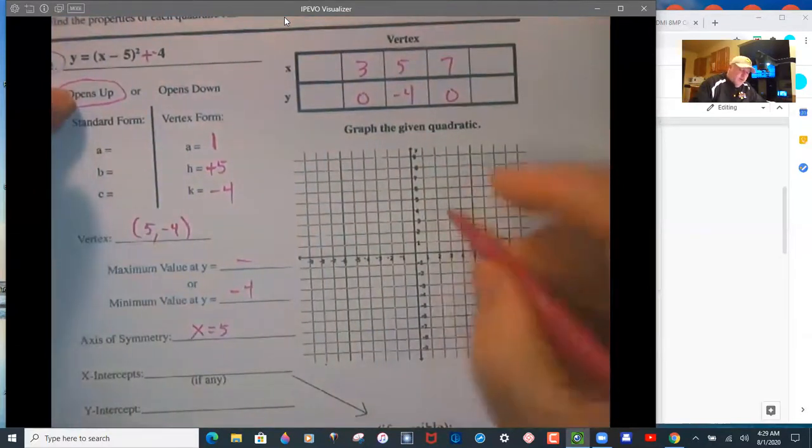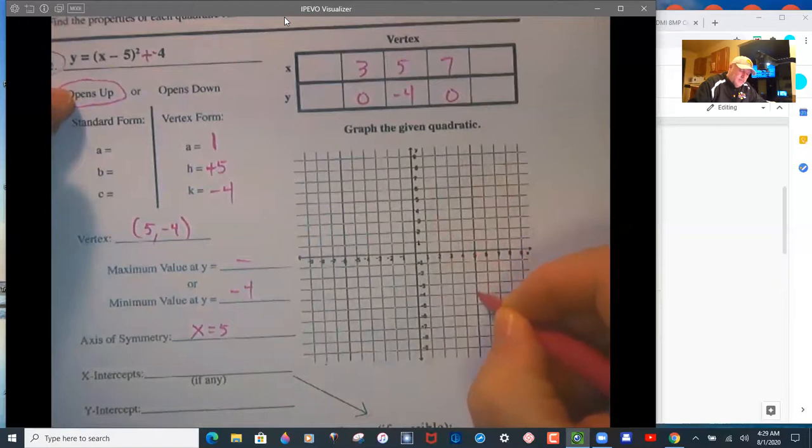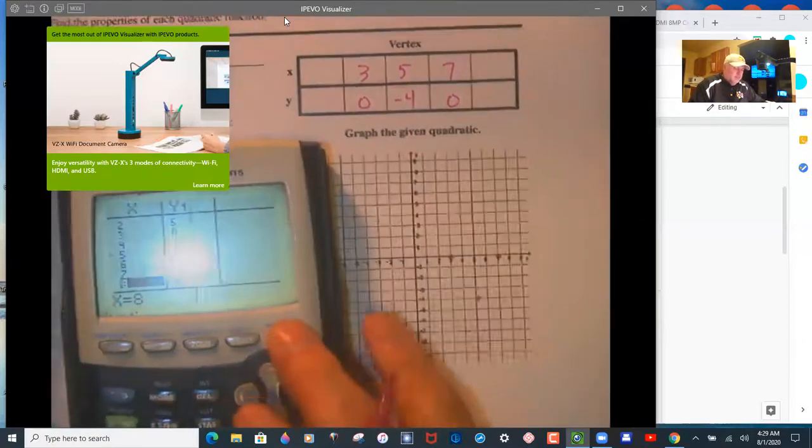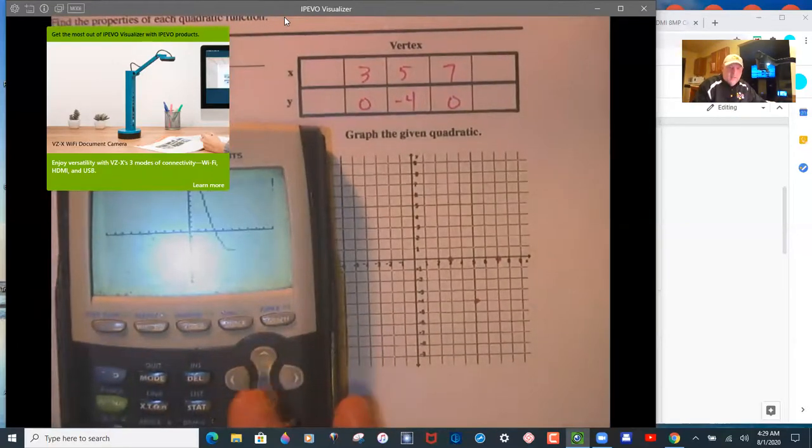Okay, so there it is, 1, 2, 3, 4, 5, -4. And then 7, 0, and 3, 0. So notice this symmetric pair of points again.